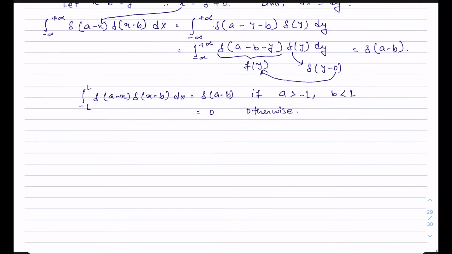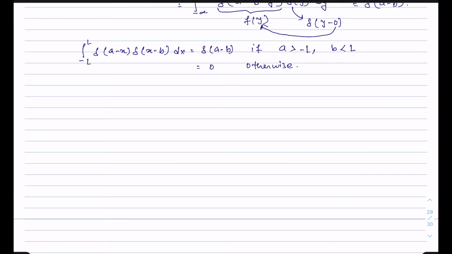Okay, so our next property, which is number 7: delta of kx is equal to 1 over mod k times delta of x. So to prove this property, let's consider this integration from minus infinity to plus infinity of f of x delta of kx dx.